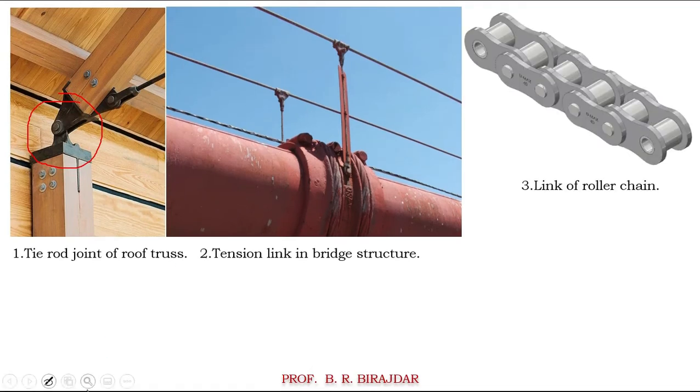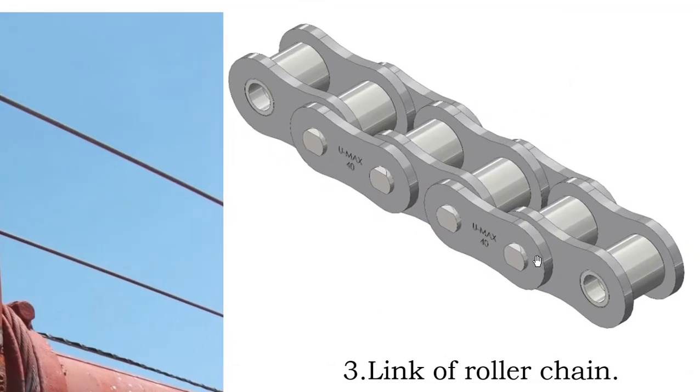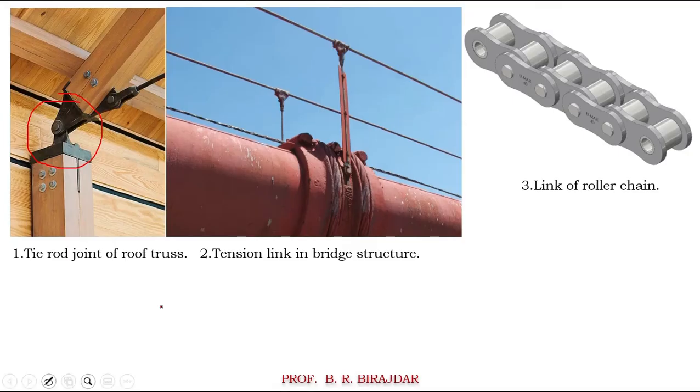Then the third one we had seen, the link of the roller chain. Again if you see here, this is the fork end outside and this is the eye end inside, and there we are inserting the pin. So the tensile force here and here, you get the same application in the case of the link chain which you use in the bicycle.